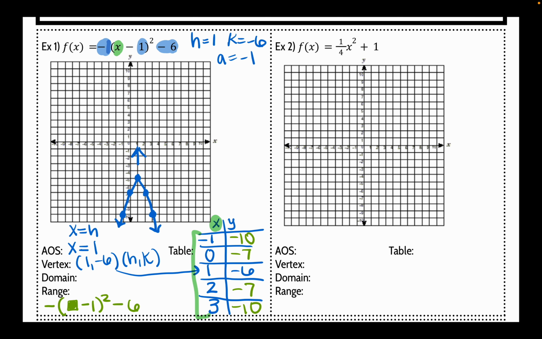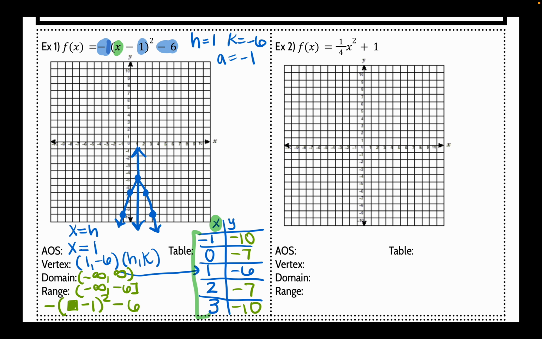And then we also need to draw in your axis of symmetry. Your domain will always be negative infinity to infinity because I'm never going to give you any type of crazy parabolas where that's not going to be the case. And then your range, if we look, it starts at negative 6 and then goes down. So it goes from negative infinity to negative 6 with a square bracket. Okay, number 1's done.